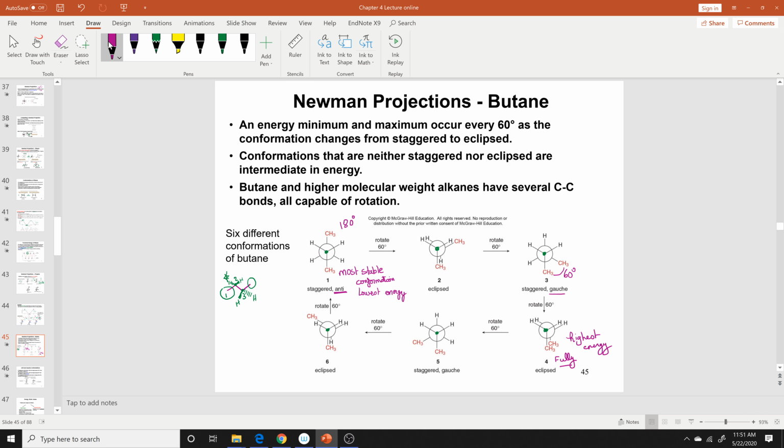You're going to keep rotating, and you're going to end up having staggered again, but again, I went with the gauche. So the gauches are going to have the same energy here. Rotate another 60, I'm going to have the eclipse. The eclipses are going to have the same energy. So 2 and 6 will have the same energy. 3 and 5 will have the same energy when I plot them on the graph. And then 1 is going to be the most stable with the lowest energy. And then structure 4, or conformation 4, is going to have the highest energy in that case.